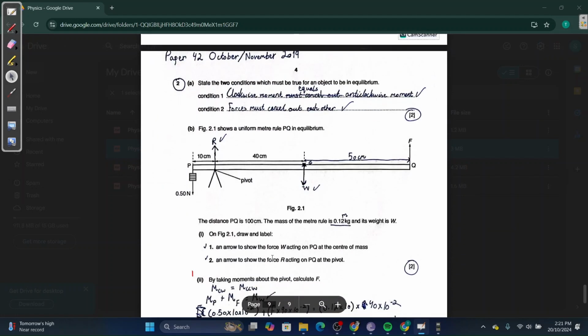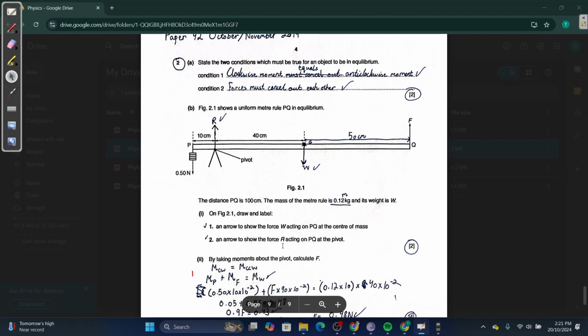Okay. Paper 42, October/November 2019, which is the last one. State two conditions which must be true for an object to be in equilibrium. So the clockwise moment equals the anti-clockwise moment, and the forces must cancel out each other. That's 2 points. Okay. Now, figure 2.1 shows a uniform meter rule PQ in equilibrium.